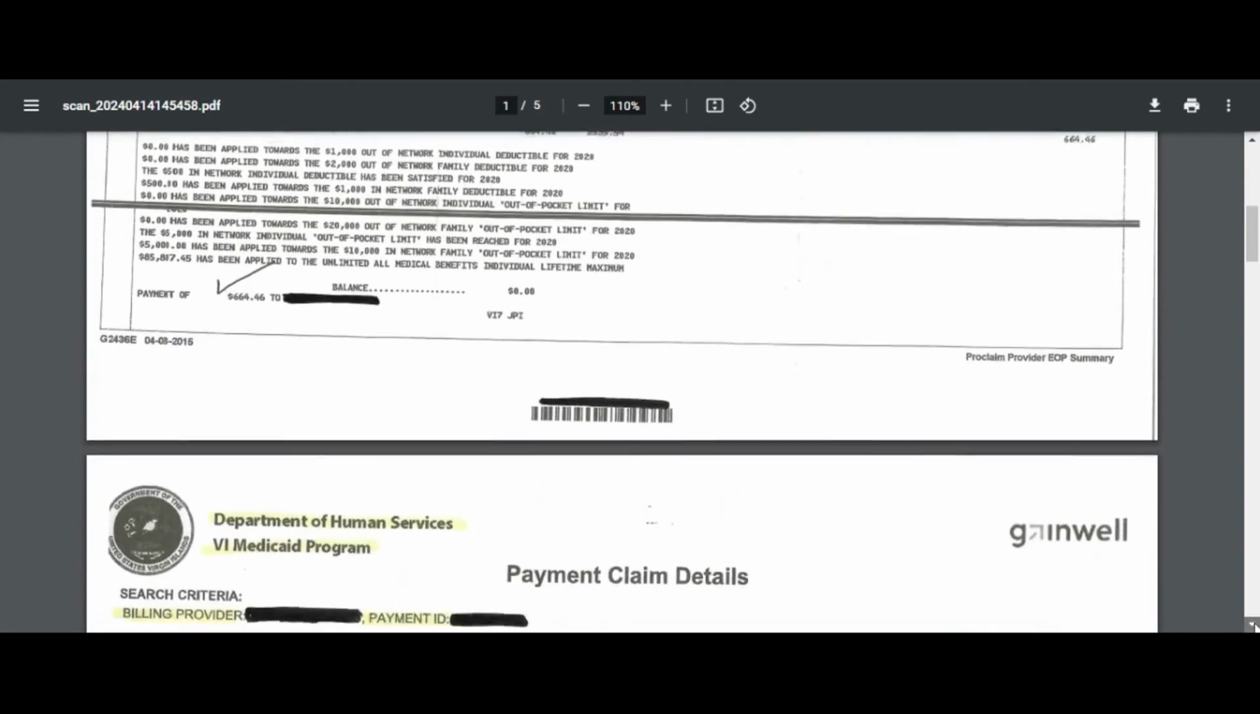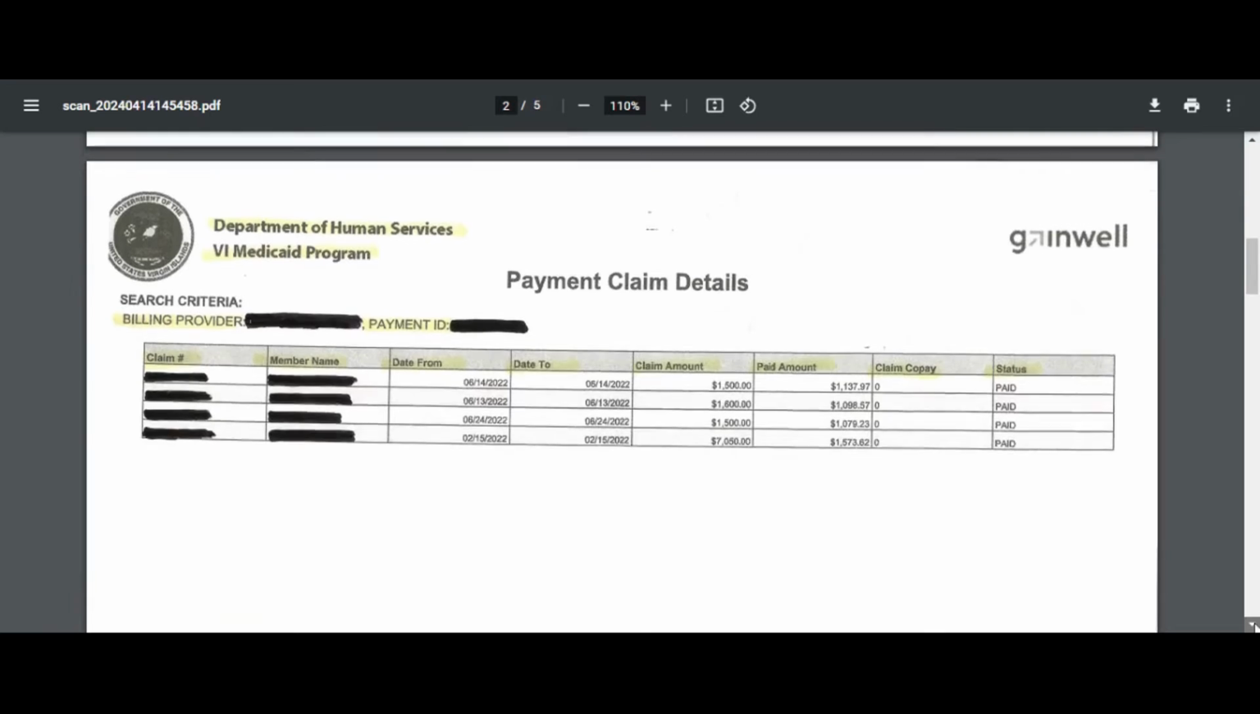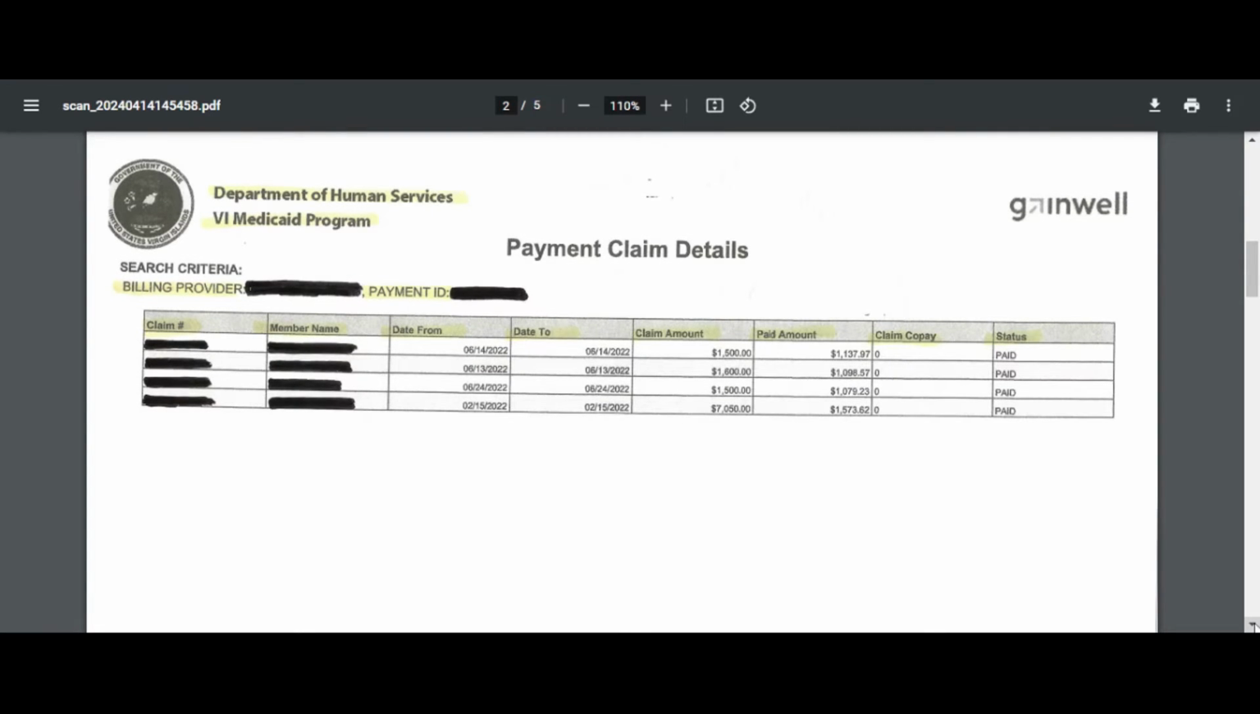Now we're going to move on to another remit. And this remit is for the Medicaid program in the Virgin Islands. If you notice or compare it to Cigna's remit, it looks completely different. It is way simpler. It does not have all the bells and whistles, but it has the pertinent information for you to know which claim to apply it to.